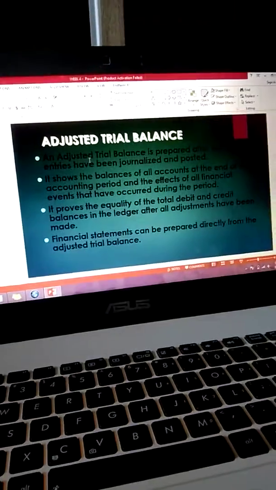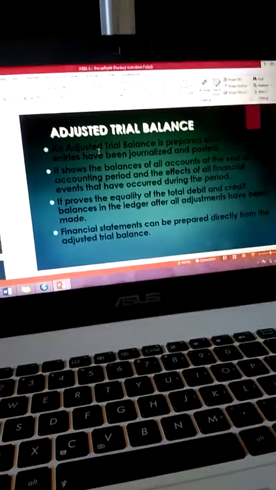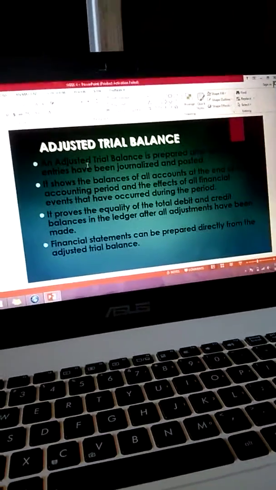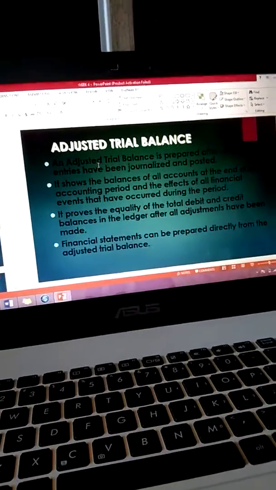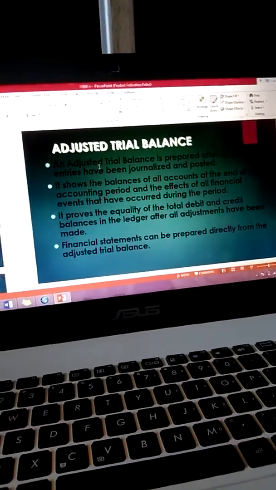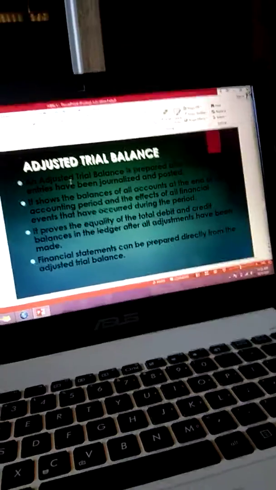Like in the previous semester, I prepared this slide and I prepared the question from this chapter, 30 marks. It means 15 marks for you to prepare the adjusted trial balance, and 15 marks for you to prepare the adjusted income statement.